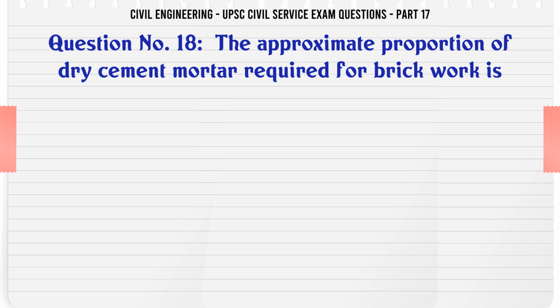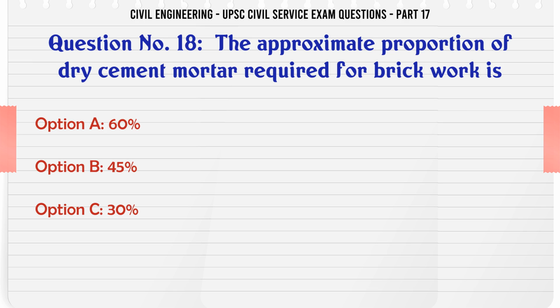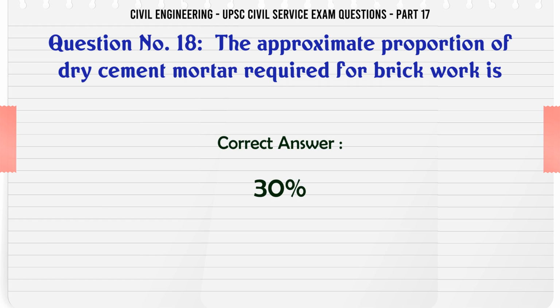The approximate proportion of dry cement mortar required for brick work is A. 60. B. 45. C. 30. D. 10. The correct answer is 30.